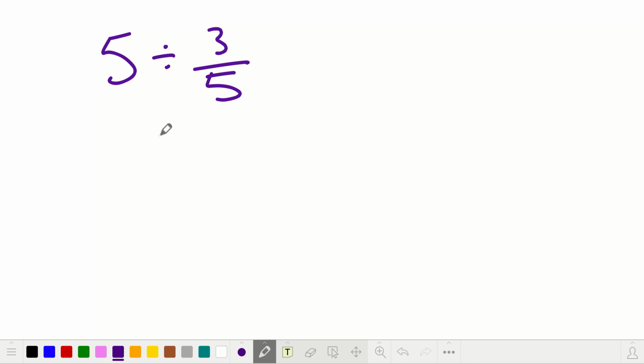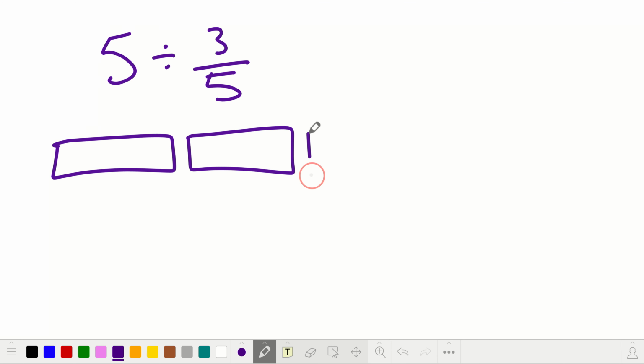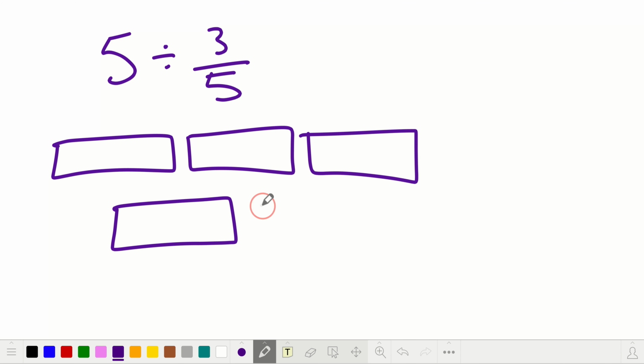And finally, let's try something even more complicated than that. We're going to go 5 divided by 3/5. It's the same steps. The numbers are just a little bit more challenging. So I'm going to start with 5 wholes: 1, 2, 3, 4, and 5. And I'm going to split each one into fifths now.